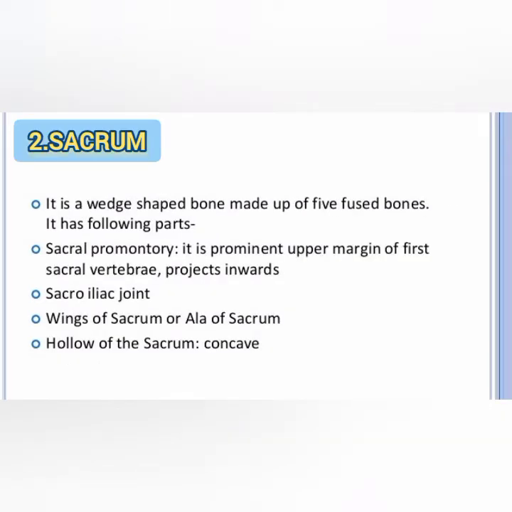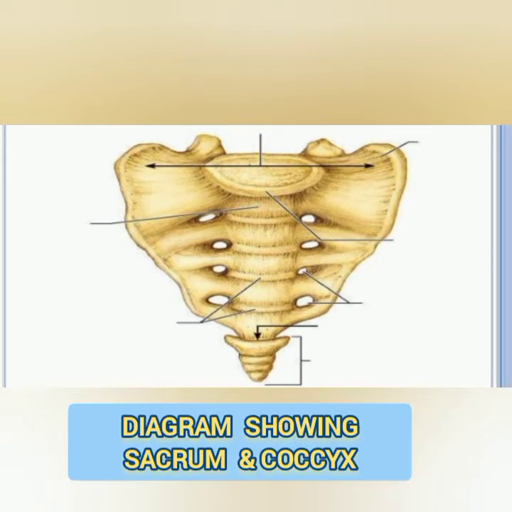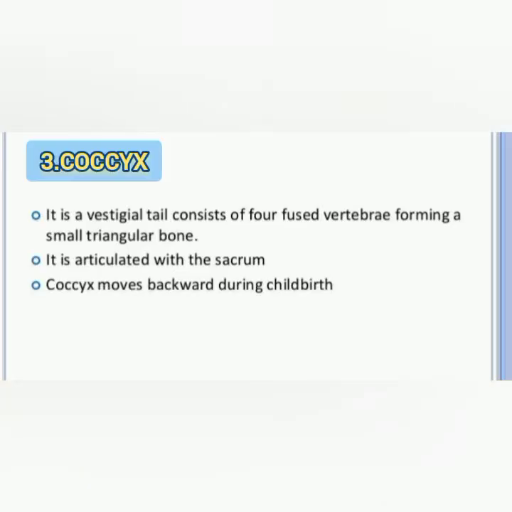Let us know also about the sacrum. It is a wedge-shaped bone made up of five fused bones. It has following parts: sacral promontory, sacroiliac joint, wings of the sacrum, also known as ala of sacrum, which we will be studying in the landmarks. Then hollow of the sacrum, which is concave shaped. This is the diagram showing the sacrum and coccyx. Now the coccyx, it is a vestigial tail, consists of four fused vertebrae forming a small triangular bone. It is articulated with the sacrum and coccyx moves backward during the time of childbirth.